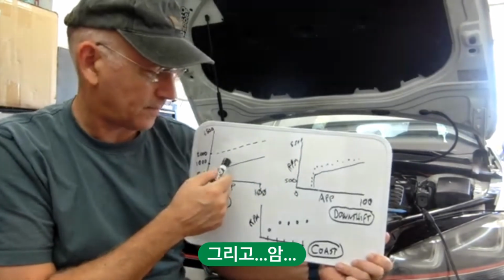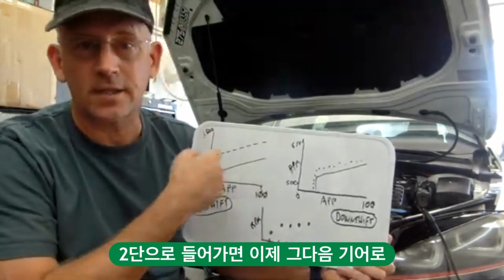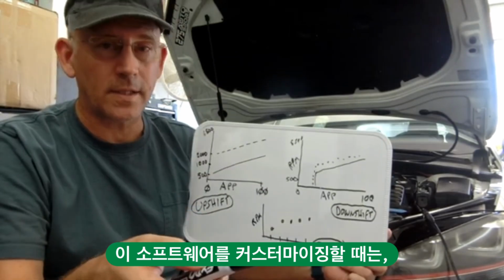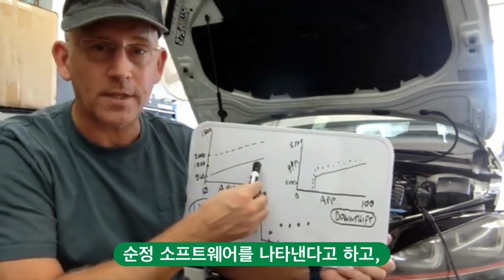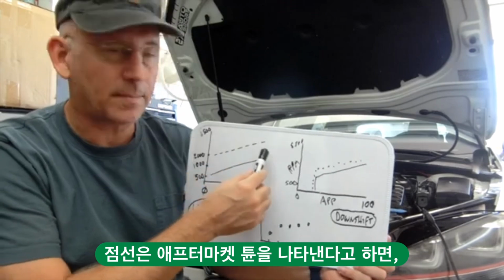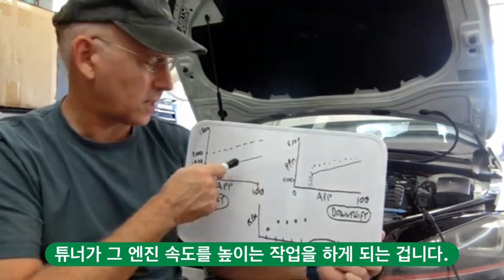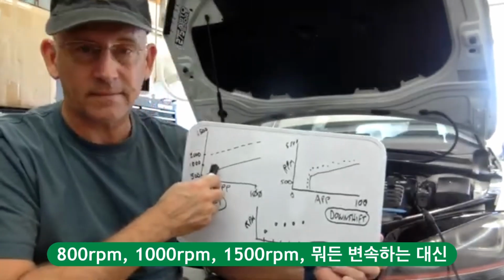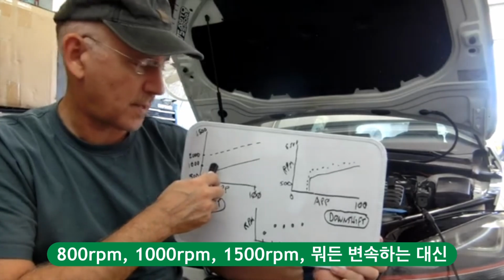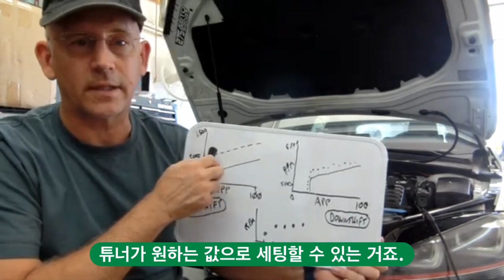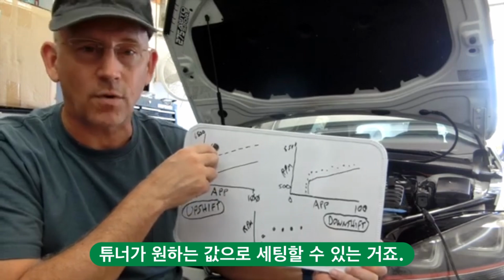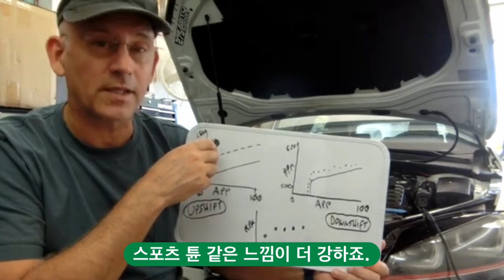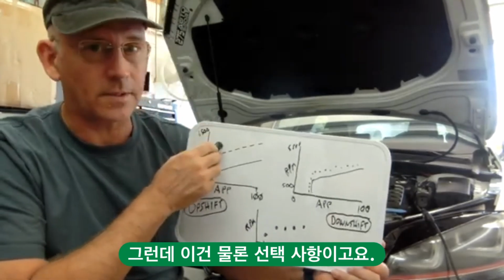And once you're in second gear, now you've got a similar table that's going to look at going into the following gear after that. What happens with customizing this software is, if this black line represents the stock software, the dashed line might be an aftermarket tune, where that tuner is going to go and raise the engine speed. So now at 10% pedal, instead of shifting up at 800, 1,000, 1,500, whatever RPM, now it's an additional 1,000 RPM later that it's going to, and they could set that to whatever value they want. So you could have it shift up at 4,000 RPM, which is probably more typical of like a sport tune, but that's an option to do.